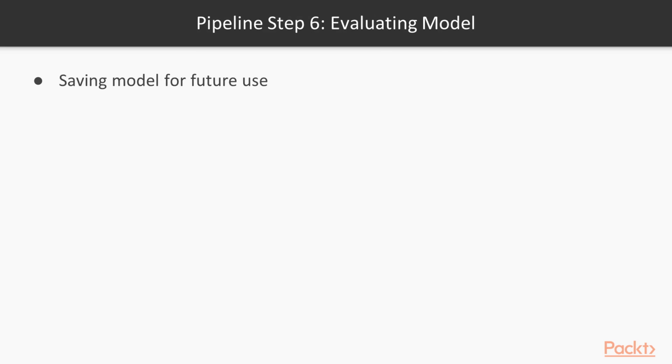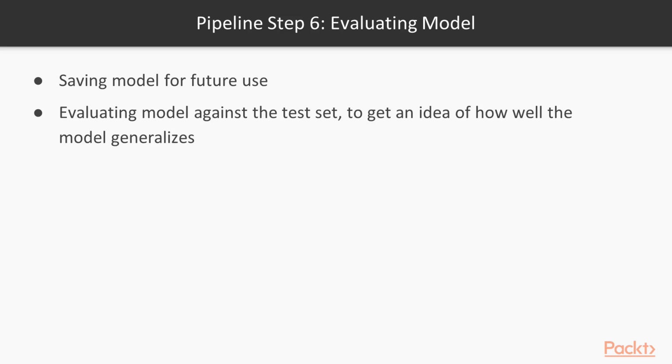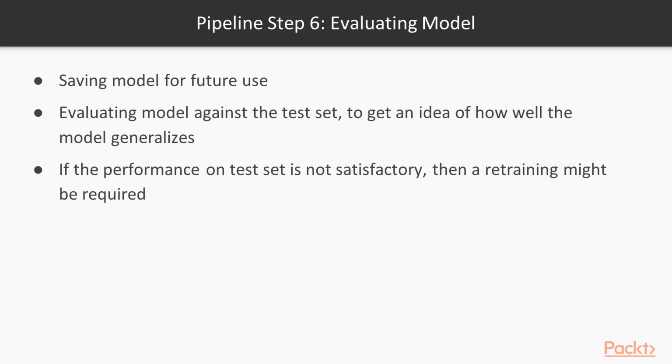And finally, step 6 is evaluating your model. In this step, firstly, you save your model for future use, and then you evaluate the model against the test set to get an idea of how well the model is generalizing to data it has never seen. If the performance on the test set is not satisfactory, then you might need to retrain the model, or else if it is satisfactory, you can deploy it to production.